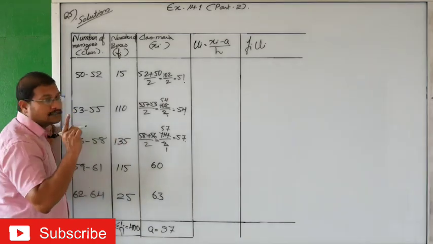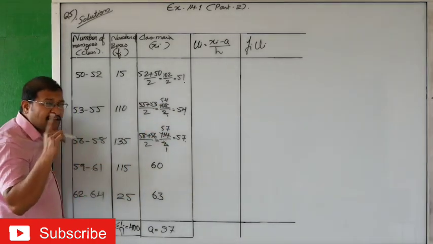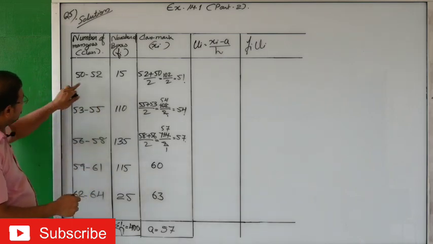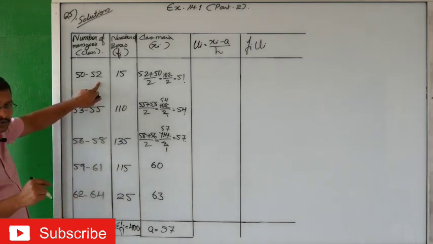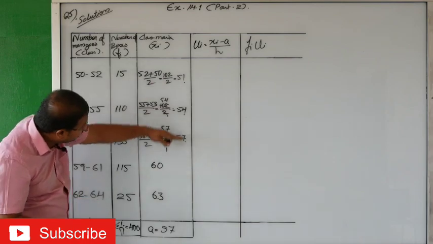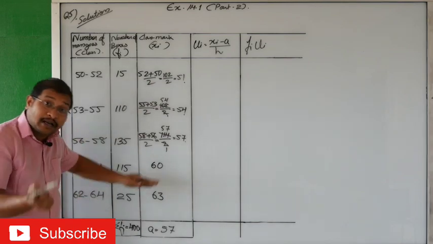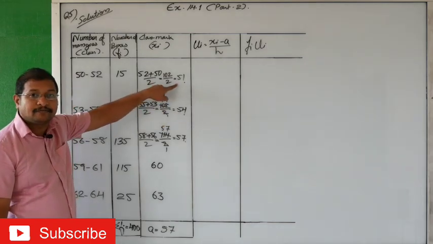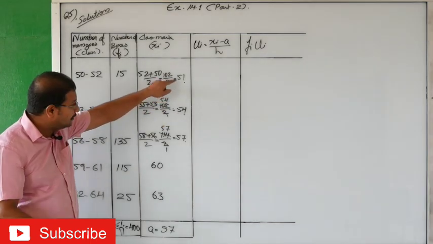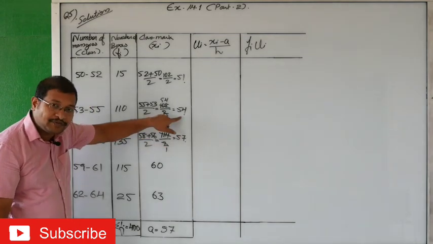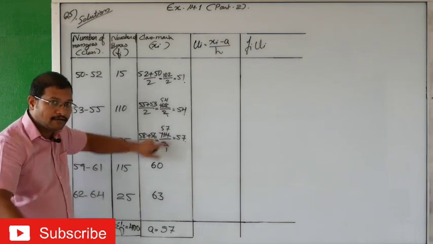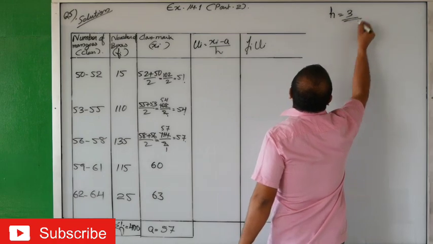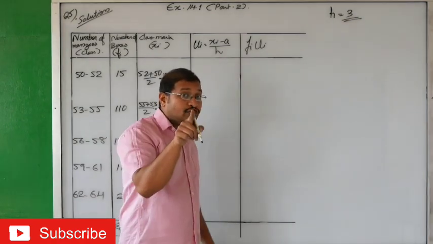Careful, this time you have to be careful about h, the class interval. Of course, while looking here, you feel like 50 to 52 is 2, isn't it? But make sure you are careful about this part. From the class marks you see the class interval. 54 minus 51 is 3. Otherwise, 57 minus 54 is 3. Ready? So class interval h equals 3. Very careful. Here the class interval h equals 3.